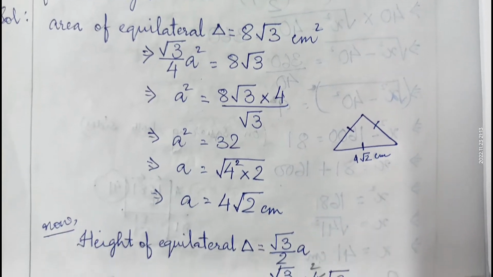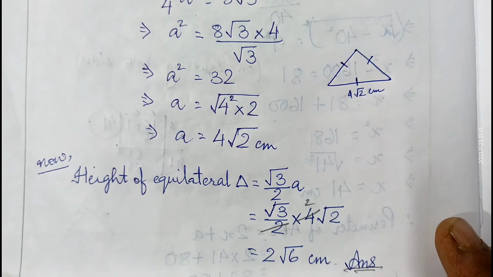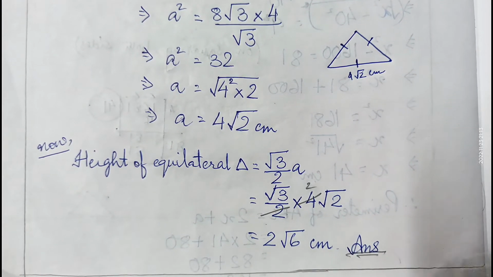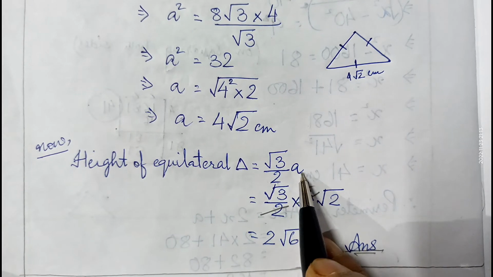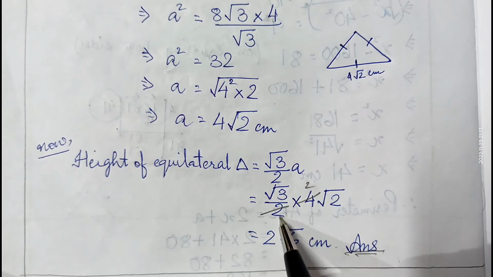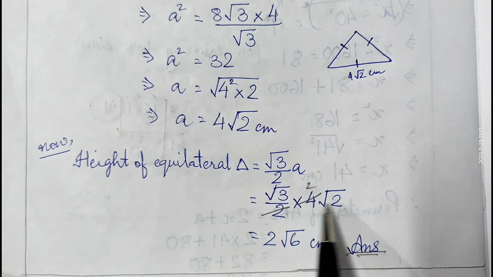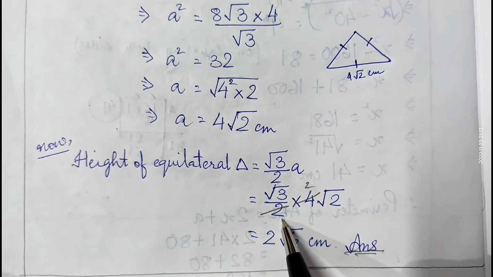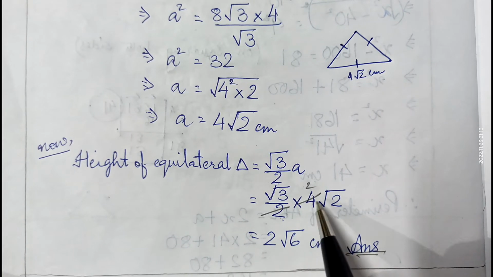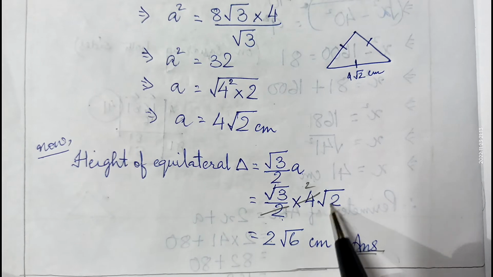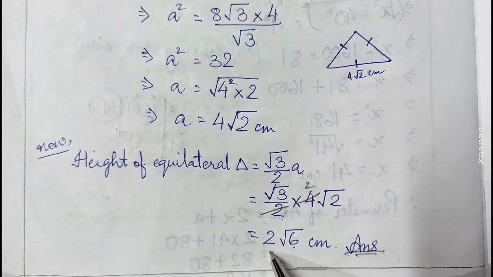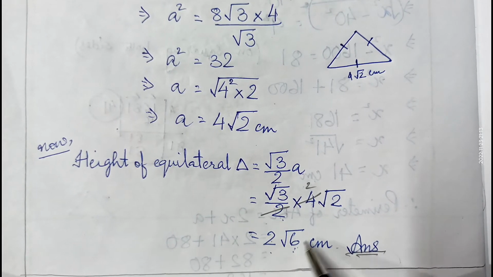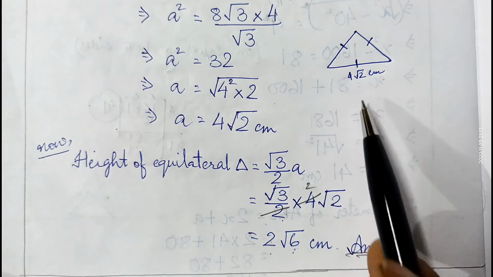Now again it is given that we have to calculate the height of the triangle, and the height of an equilateral triangle formula is root 3 by 2 into a. So it will be root 3 by 2 into a, which is 4 root 2. 4 and 2 can be cancelled. So it will be 2. So 2 root 3 into root 2 is root 6. Therefore, 2 root 6 centimeter is the height of the equilateral triangle.